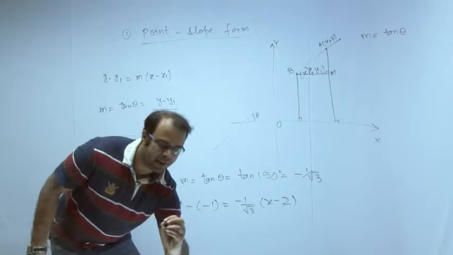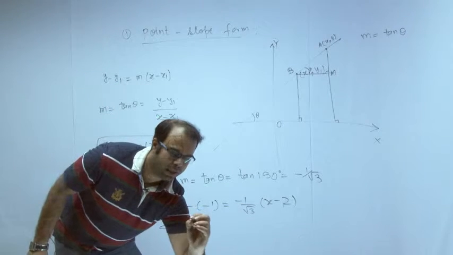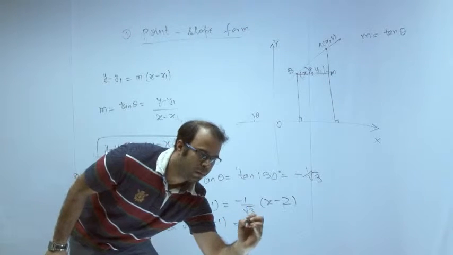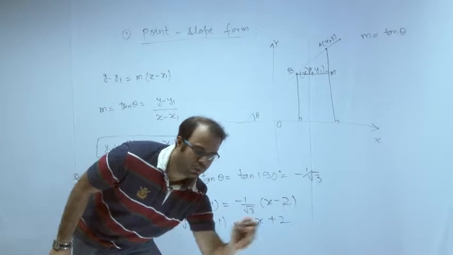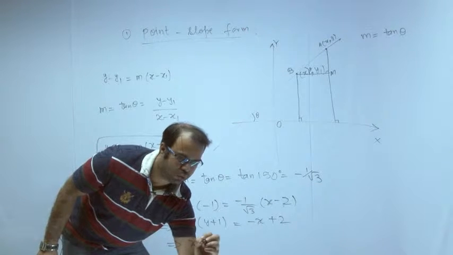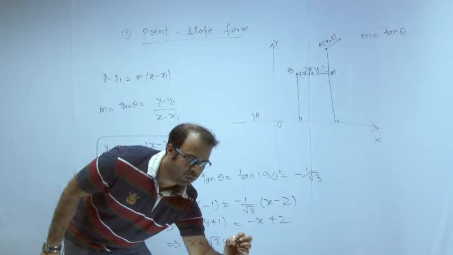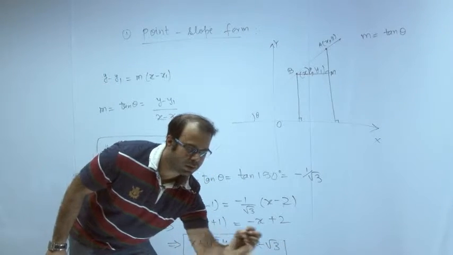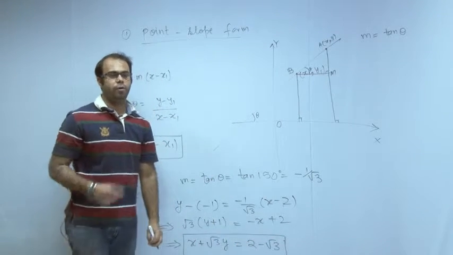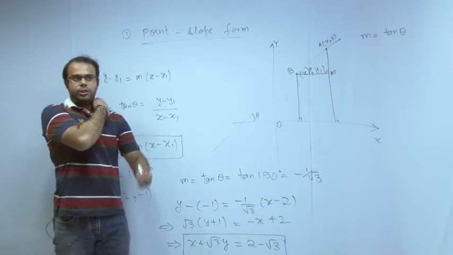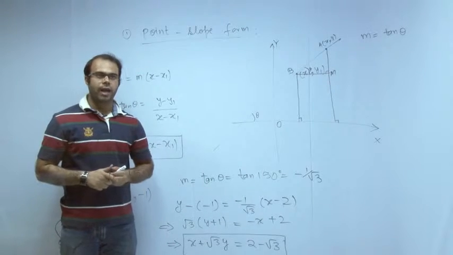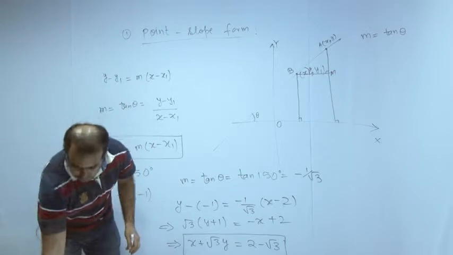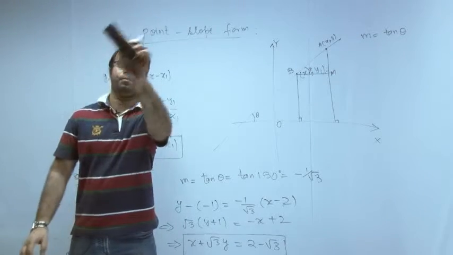So the equation finally comes out to be root 3 y plus 1 equal to minus x plus 2. This will give you x plus root 3 y equal to 2 minus root 3. This is the equation of the line which we have come out with. This is your point slope form. Next I will deal with another form of the line, that is called slope intercept form.